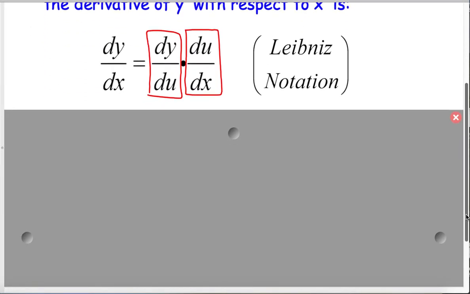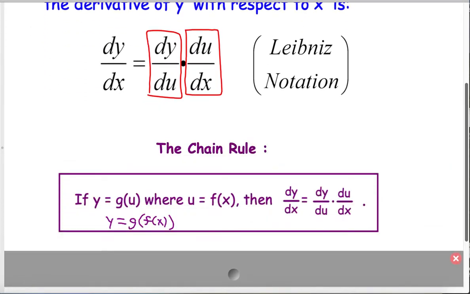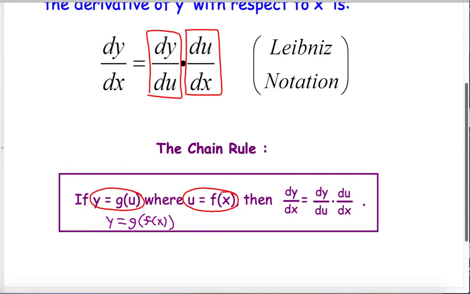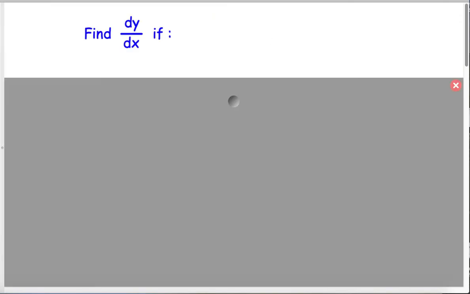Seems kind of complicated. It actually isn't at all. Here's another way to state it. If y is equal to g of u, and u is equal to f of x, then to find dy/dx, we're going to find dy/du, which means we're going to find the derivative of this g function, and then we're going to find du/dx. That means finding the derivative of this f function and multiplying those two together. So like I say, examples will make it much more clear.